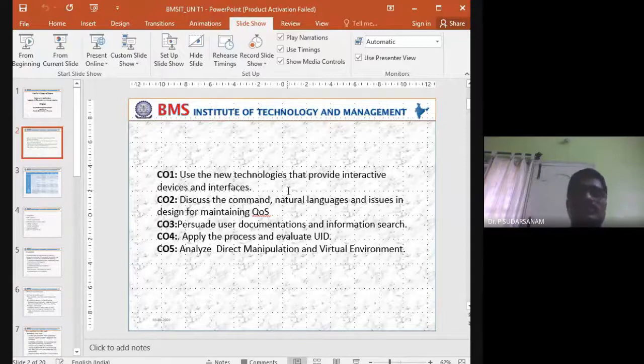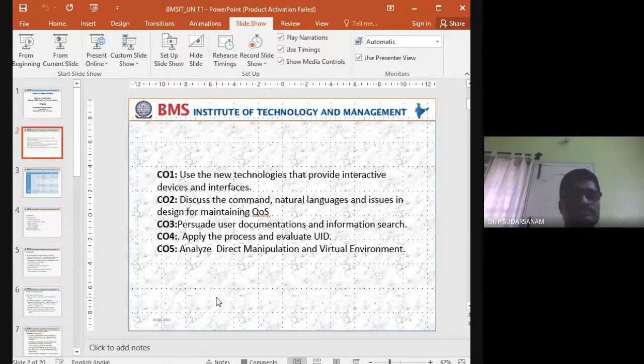Here we need to discuss some of the commands for the interaction purpose. That much is sufficient for us at the beginning stage. Natural languages: you need to use some languages for interaction, giving the link between UID and issues in design for maintaining the quality of services. At the end of your business, we need to maintain quality of service, then only we can do it.